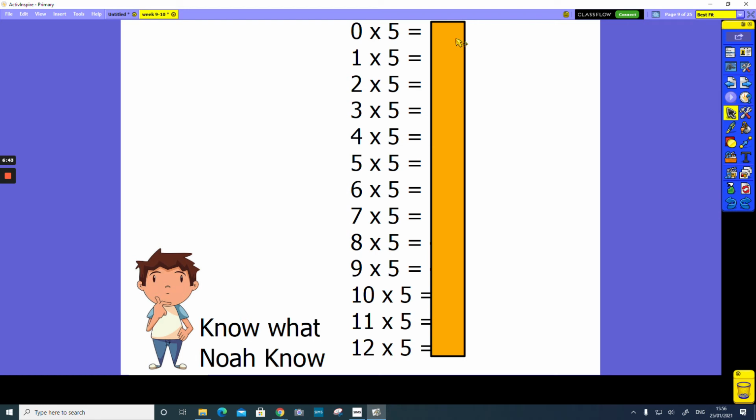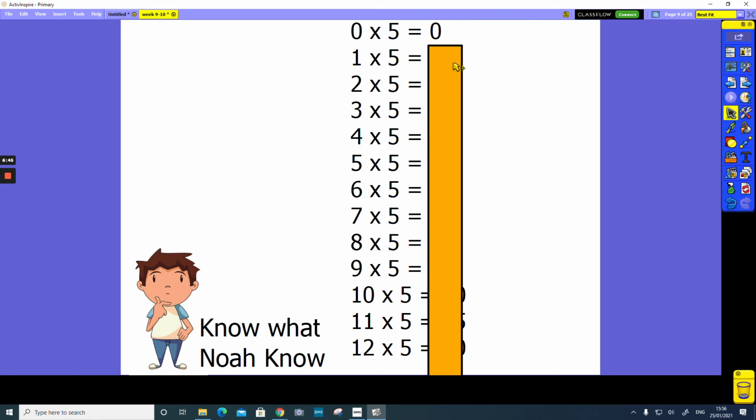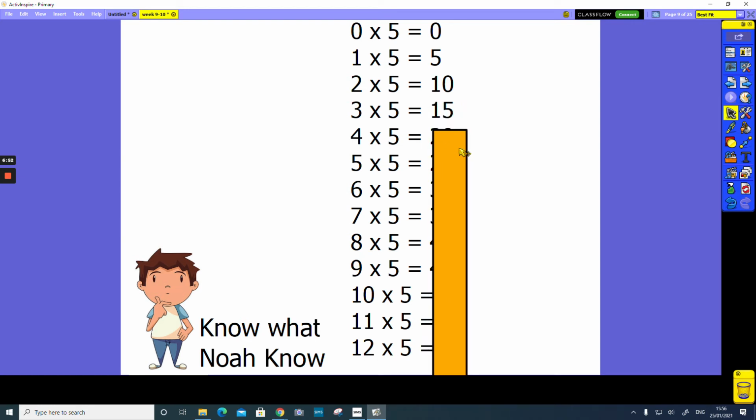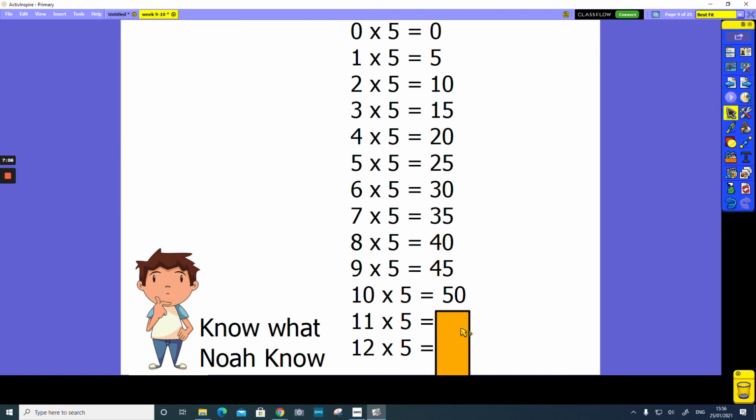0 times 5? 0. 1 times 5. 2 times 5. 3 times 5. 4 times 5. 5 times 5. 6 times 5. 7 times 5. 8 times 5. 40. 9 times 5. 45. 10 times 5. 50. 11 times 5. 55. 12 times 5.